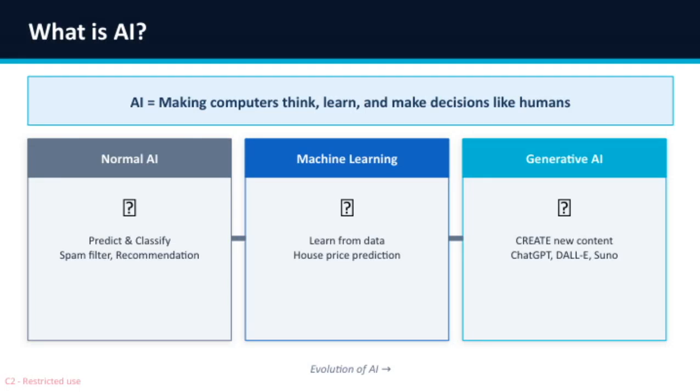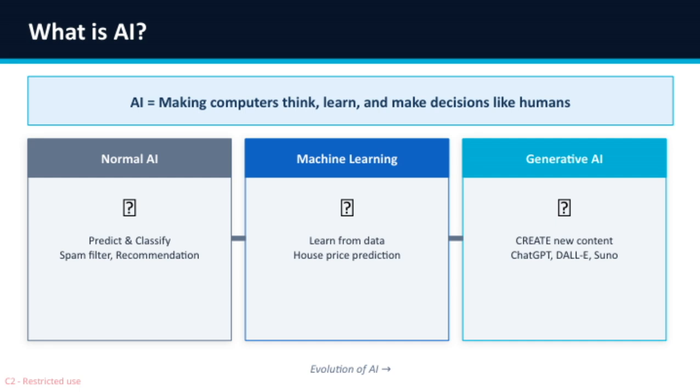Let's take a closer look at the evolution of AI. At the most basic level, we have what we call normal AI, which is essentially AI designed to make computers think, learn, and make decisions in ways that resemble human intelligence. This is the foundation of artificial intelligence as a whole. Moving forward, we see machine learning, which is a key part of AI. It's about training computers to predict outcomes and classify data.